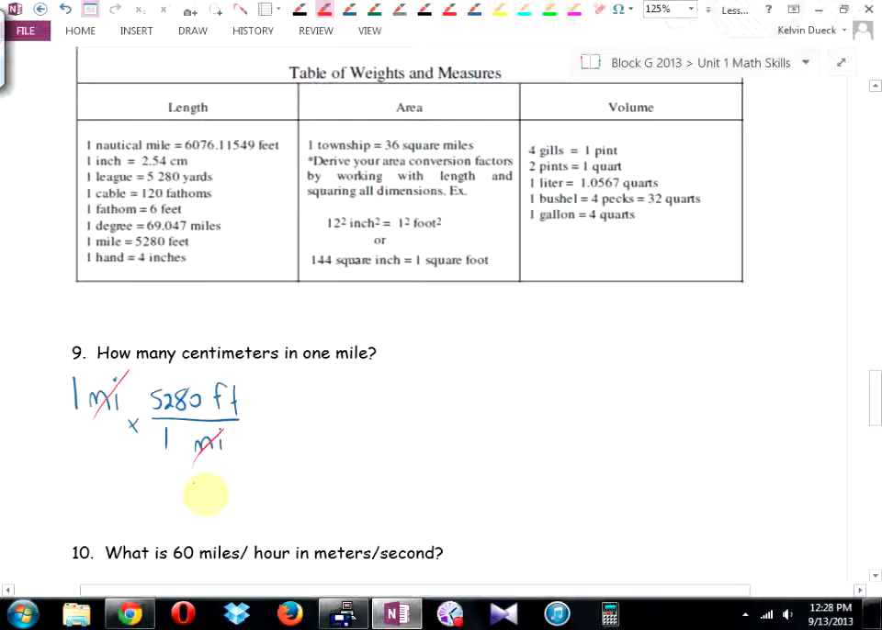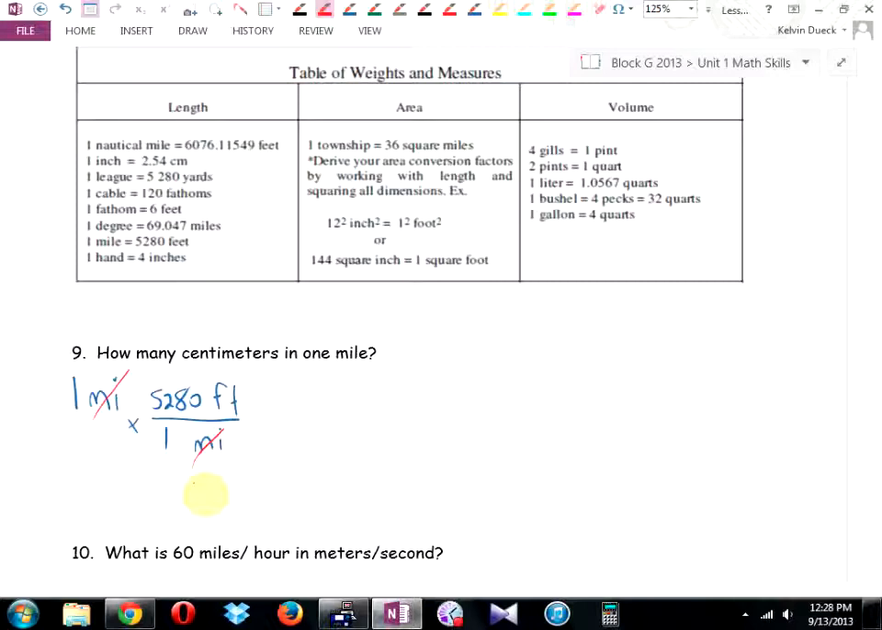Okay. Is there something that relates feet to centimeters in that chart? Because if it was, we're done. No. Okay, what can I turn feet into? Well, it's not blatantly on there. It's sort of, kind of here.